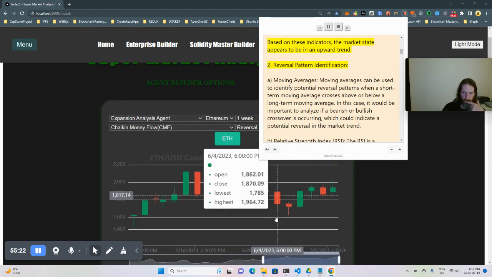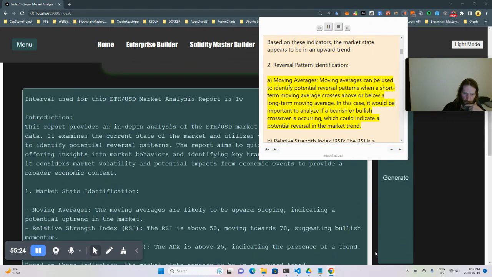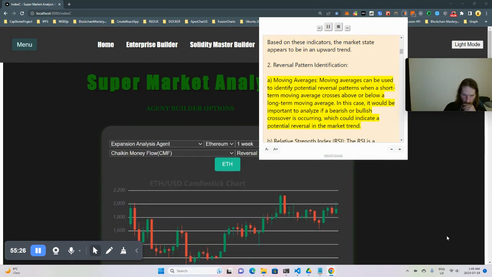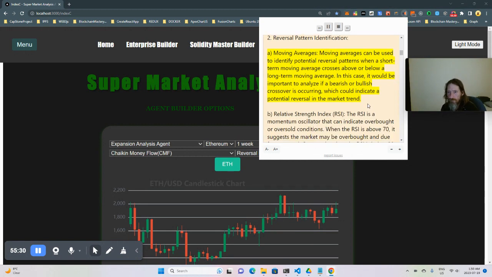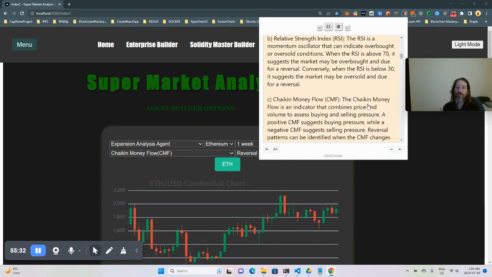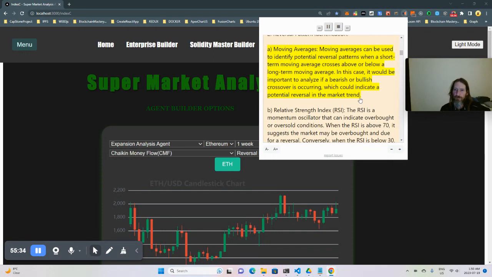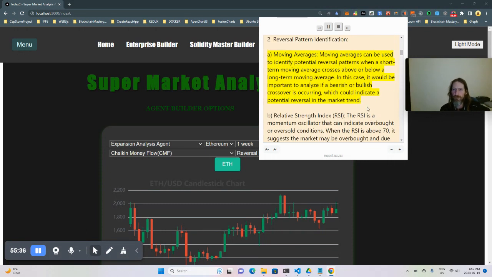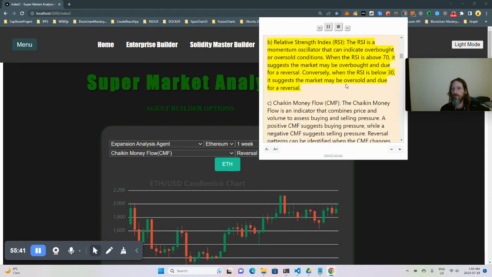2. Reversal pattern identification. Moving averages. Moving averages can be used to identify potential reversal patterns when a short-term moving average crosses above or below a long-term moving average. In this case, it would be important to analyze if a bearish or bullish crossover is occurring, which could indicate a potential reversal in the market trend. B. Relative Strength Index, RSI. The RSI is a momentum oscillator that can indicate overbought or oversold conditions. When the RSI is above 70, it suggests the market may be overbought.